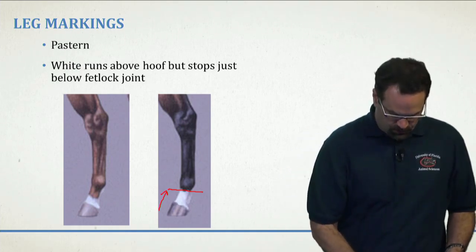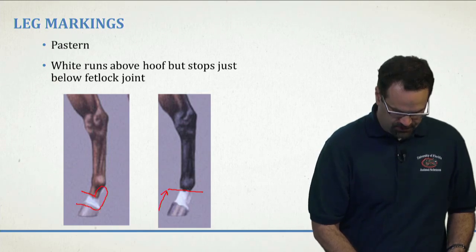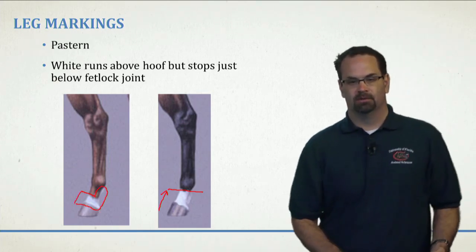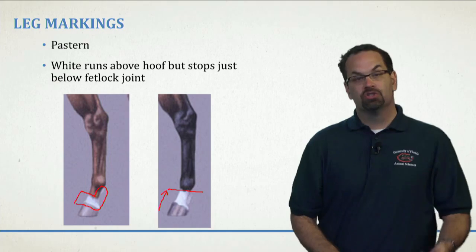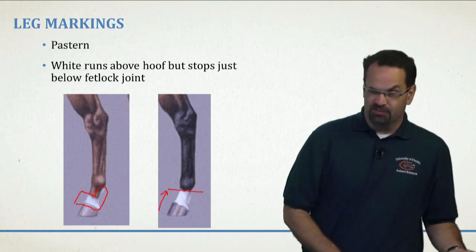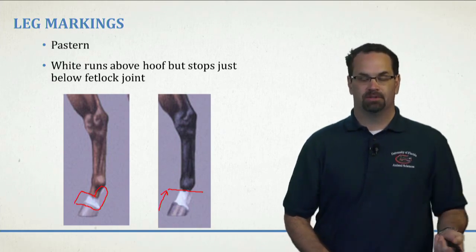Now, this one, you can see it's halfway up the pastern and some of the white runs up here. So I'll make a little boot. So there you go. You can see where some of that white runs up. Some people may say that's a partial pastern because it almost looks like a coronet, but you have some white running up it. They would call that a partial pastern.